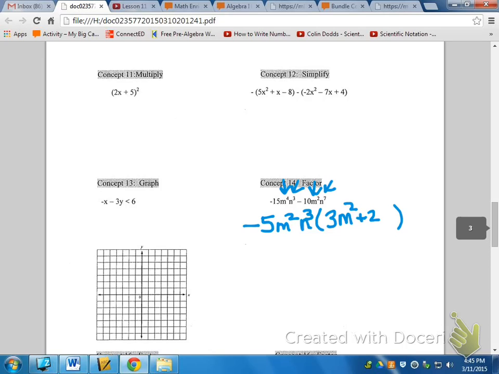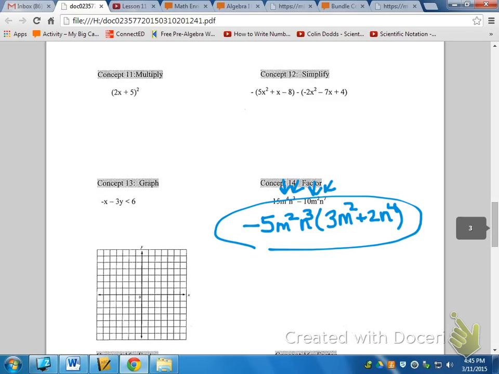I have m to the 2nd. I'm taking out m to the 2nd. There's no m's. I have 7 n's, and I'm taking out 3, so I'd write n to the 4th. This would be my final answer in factoring out that greatest common factor.